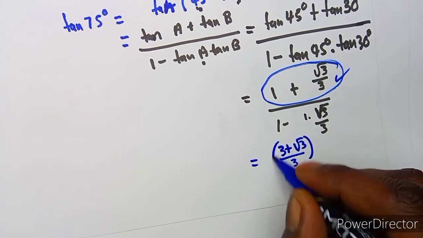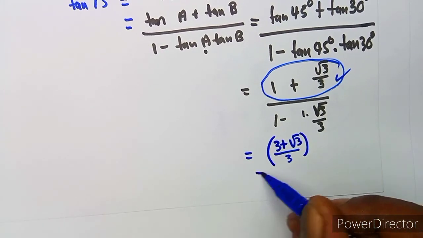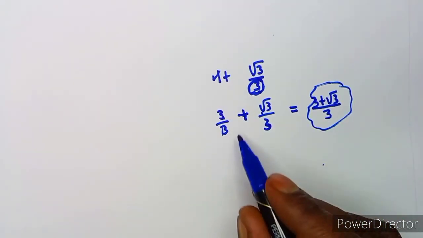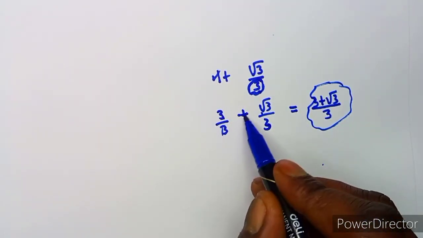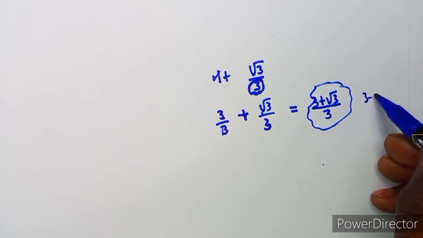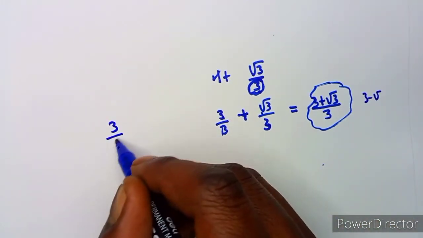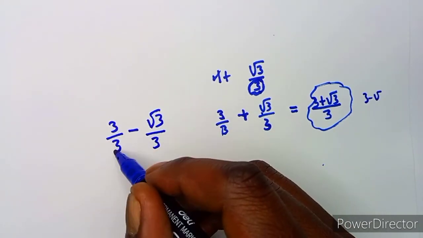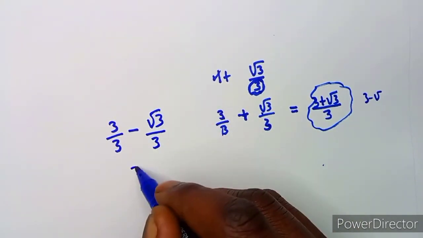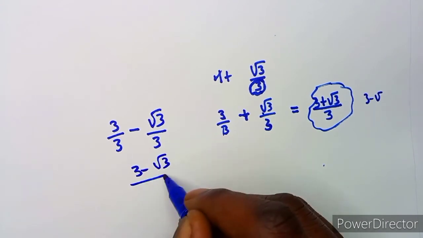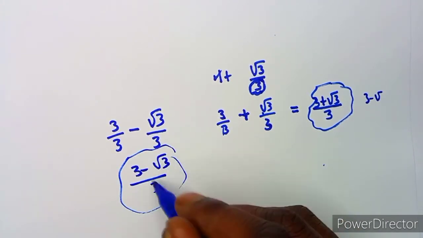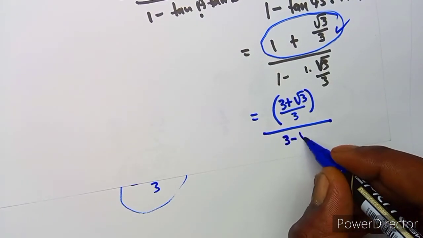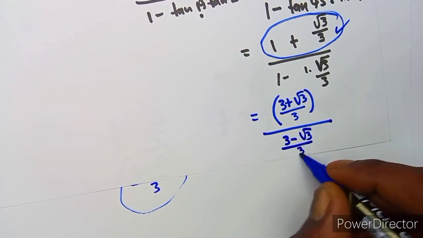So let us put it in a bracket like this, everything over 1 minus square root of 3 over 3. As you can see, it's the same, because it was 1 plus. When it is a minus, it's just going to be 3 over 3 minus the square root of 3 over 3, because 3 over 3 is 1, and 3 minus square root of 3 we can't simplify. So we are going to have 3 minus square root of 3 everything over 3 like this.